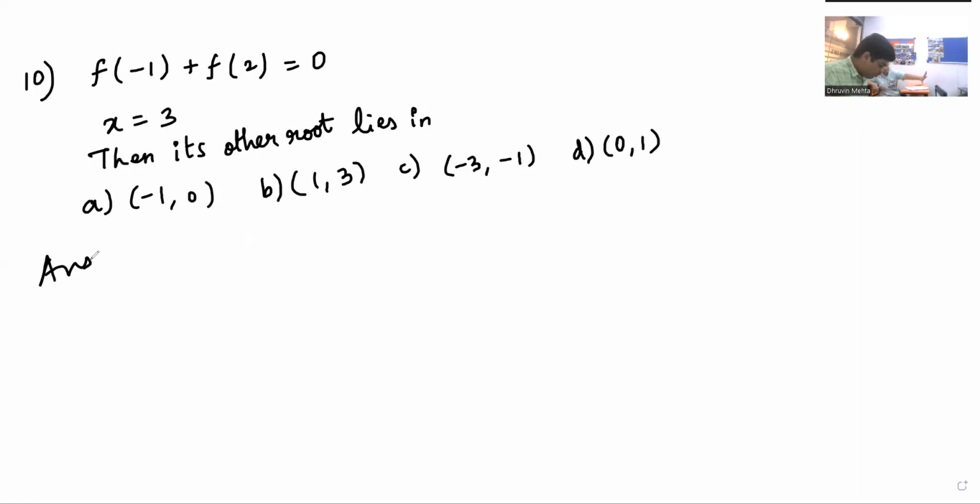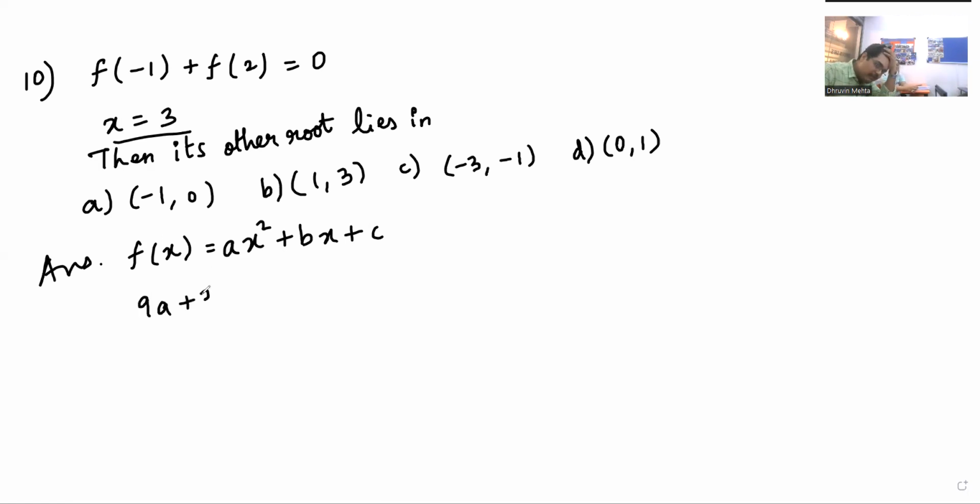Here we have to assume a quadratic polynomial. Let us take a random quadratic polynomial in the standard form, ax square plus bx plus c. Now x is equal to 3 is a root, so when you substitute x as 3, what will we get? 9a plus 3b plus c, and the answer is 0.